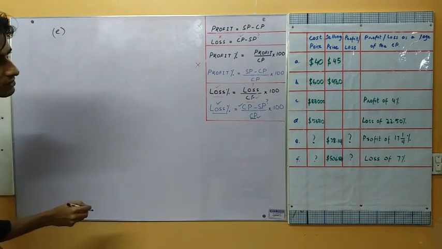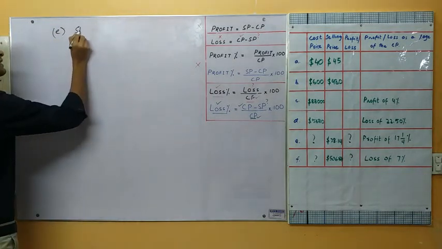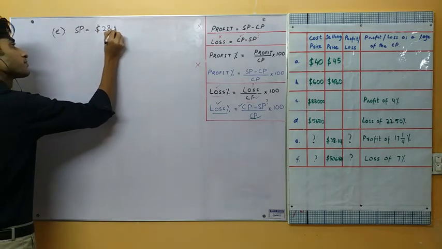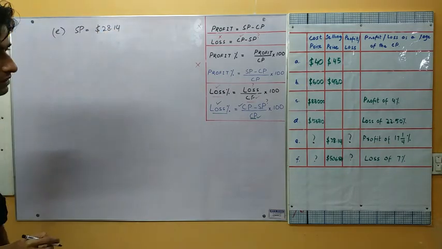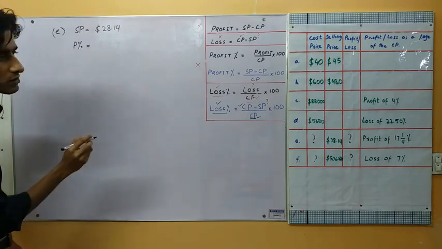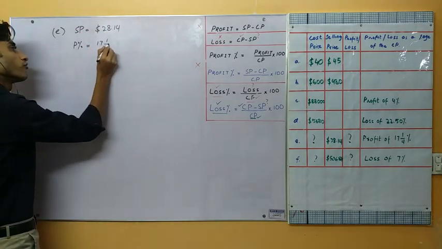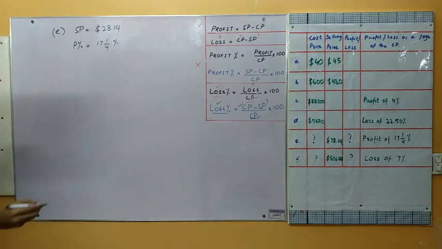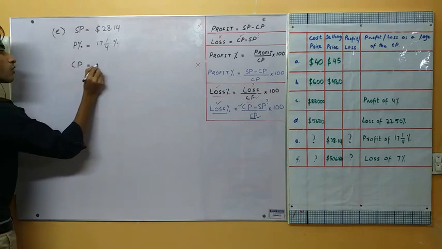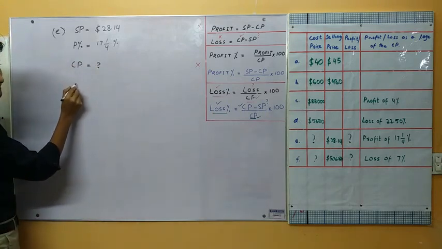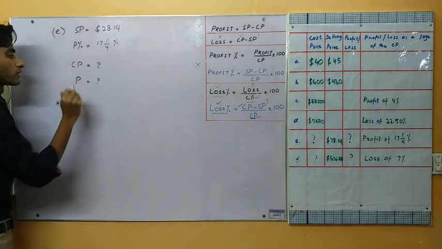In part E, the information says cost price is missing, selling price is there, selling price is $28.14, and profit percentage is also there. Profit percentage says 17 1/4%. The missing quantities are cost price is not there and profit or loss. What is that? That is profit that is not there.